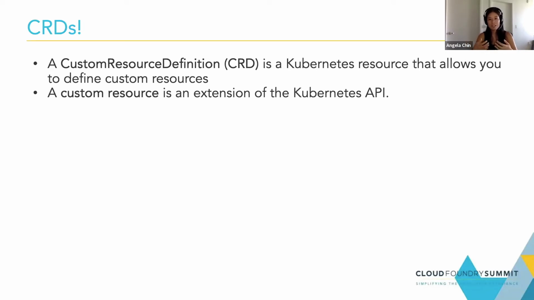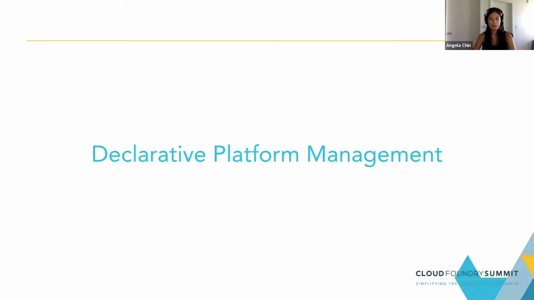So CRDs represent custom resource definitions, which are a Kubernetes resource that allows you to define a custom resource. A custom resource is an extension of the Kubernetes API. So essentially, custom resource definitions are a way for us to establish API contracts using Kubernetes as the data store and API. And so now that we've level set on what both CF4K8s and CRDs are, we'll go and take a deeper dive into why exactly we think that CRDs are going to be a critical part of the future of CF4K8s. And with that, I'll hand it over to Connor.